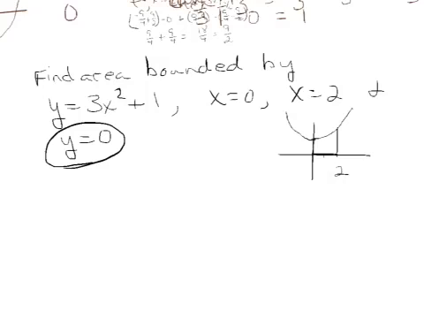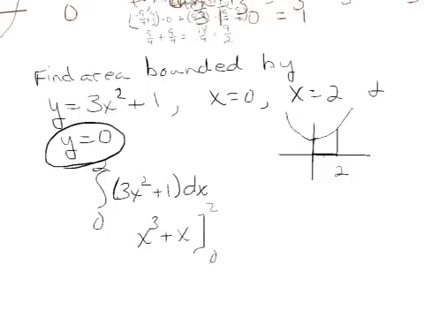So don't let the y equals 0 throw you. That's just telling you what the bottom boundary is, or what the area between the curve and the x-axis. So here we would just take the integral from 0 to 2 of 3x squared plus 1 dx. Integrate, we get x cubed plus x, and we're going to evaluate that at 2 and at 0. So we get 8 plus 2 minus 0, which is 10. So really a pretty easy lesson.